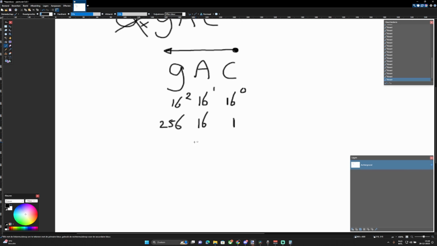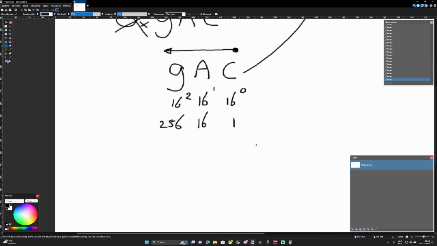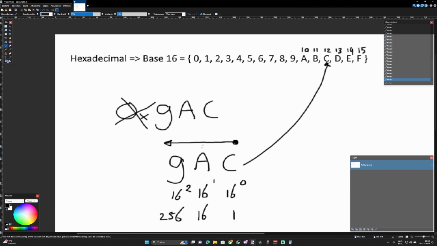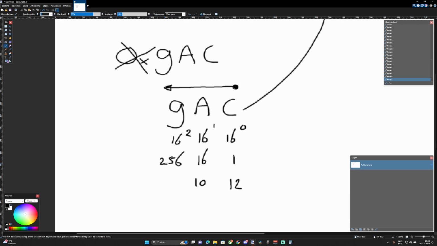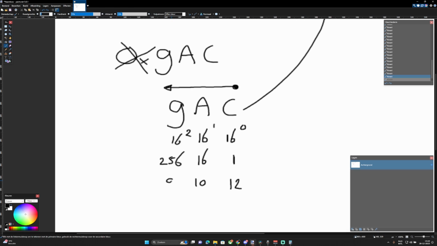Okay, so now we're going to take a look at C. And then we see, okay, C is actually number 12. So we write down 12. Then the next one is A. A is actually 10. So we write down 10. And then for the last one, 9, that's actually the number 9, just like we know in decimal. So you write down 9.